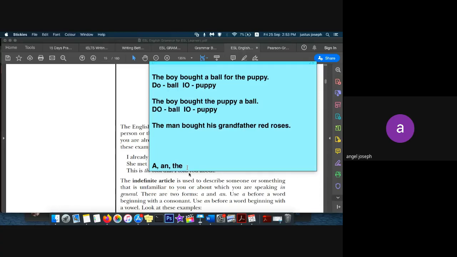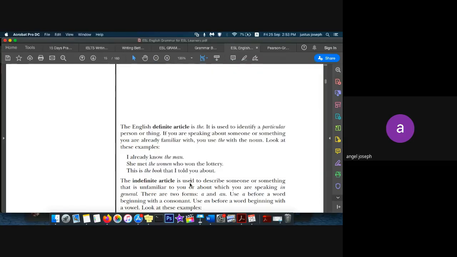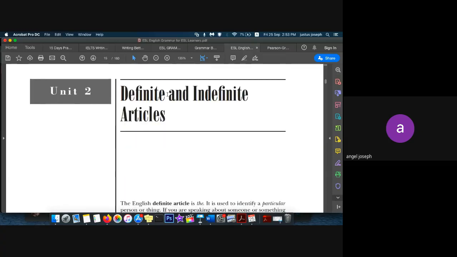Okay, so we are going to learn how to work with articles and understand articles better. Now, there are two types of articles. One is called a definite article, and one is called an indefinite article. All of you know what is the meaning of definite?